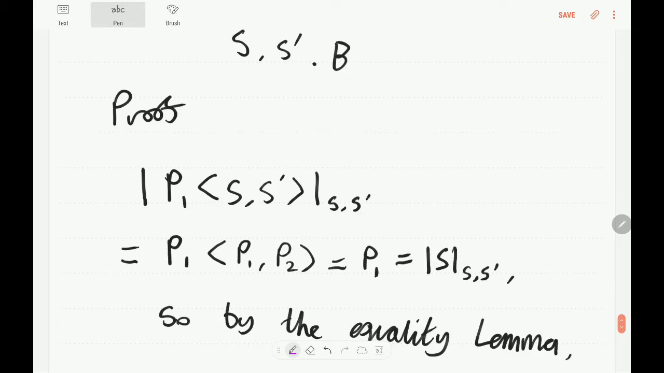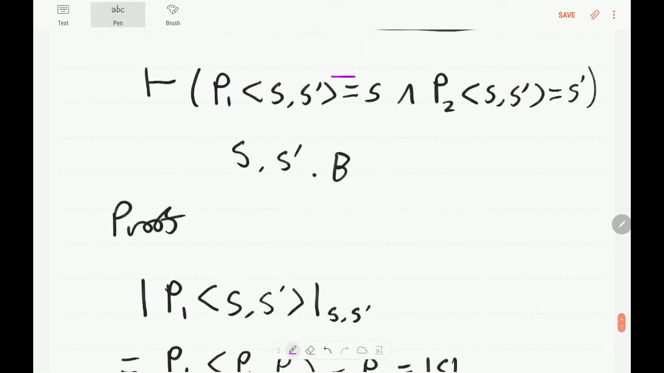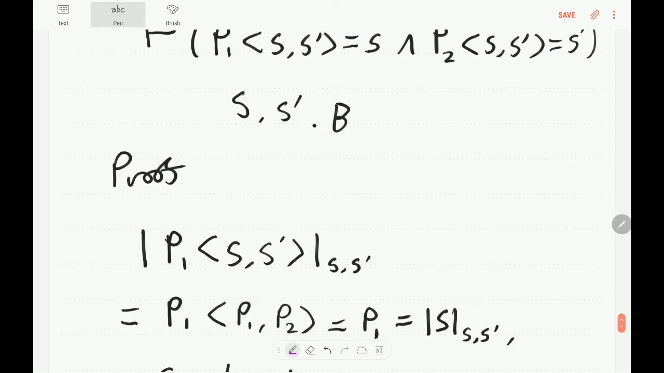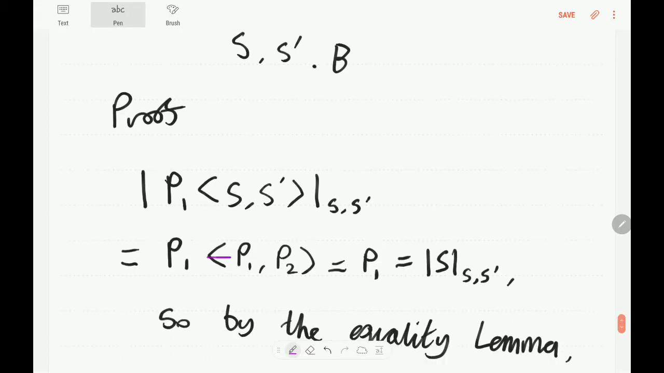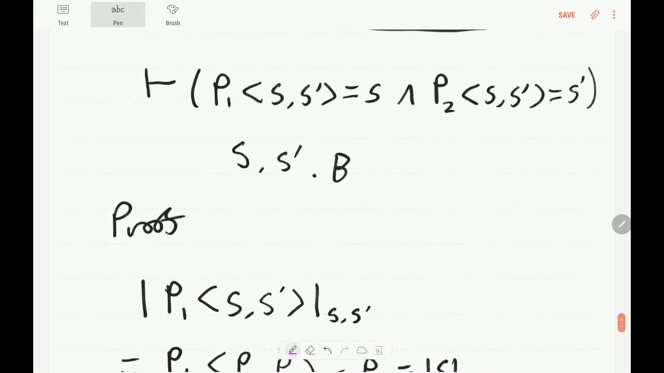So how do we prove it? Well, basically, we use our equality lemma. It's quite straightforward. If we just look at this first part here, because if we prove this part and we prove the other part, then we get them both anyway by the AND rule. So how about this? We'll look at the interpretation of P1 of S comma S dash over S and S dash. And then that becomes P1 after P1 comma P2, which is P1, which is also the interpretation of S over S and S dash, which is over here.